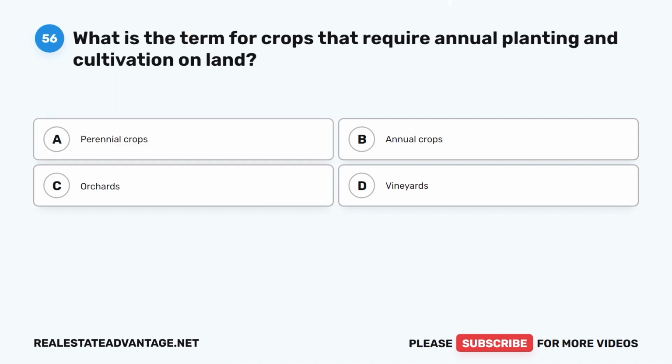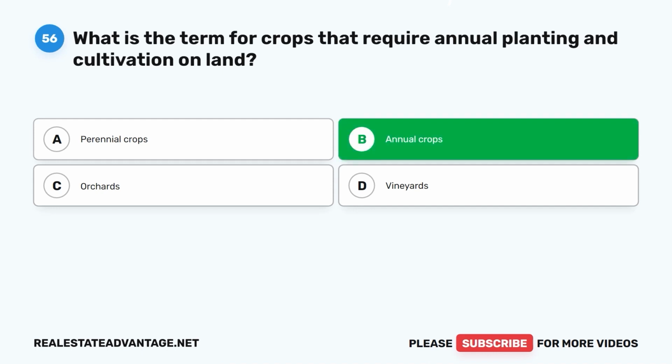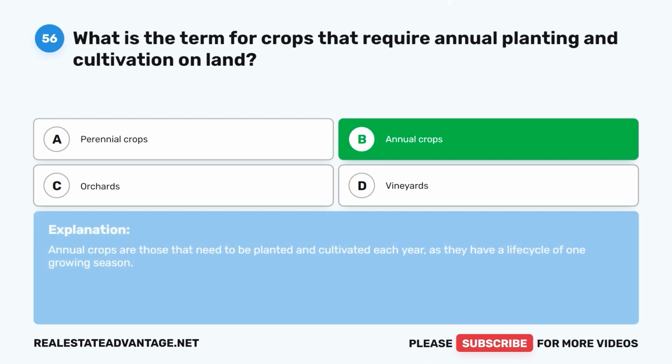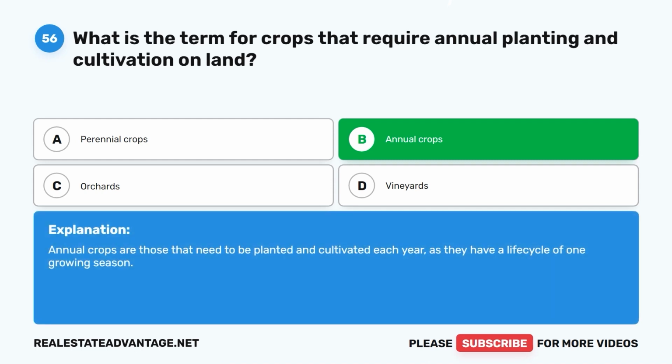Question 56. What is the term for crops that require annual planting and cultivation on land? A. Perennial crops. B. Annual crops. C. Orchards. D. Vineyards. The correct answer is B. Annual crops. Annual crops are those that need to be planted and cultivated each year, as they have a life cycle of one growing season.